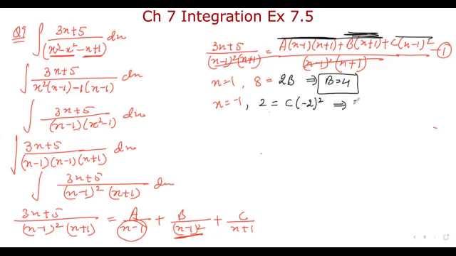So I will get C as 1/2. B and C आ गया. एक और simple value put कर लेते हैं. X is equals to 0. So this side will become 5, on putting X is equals to 0.